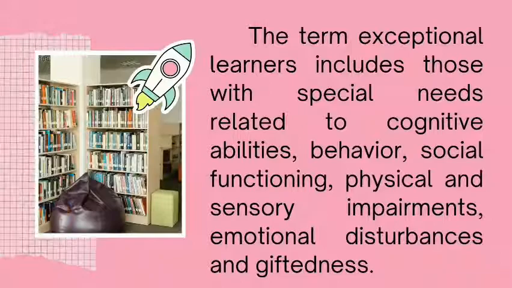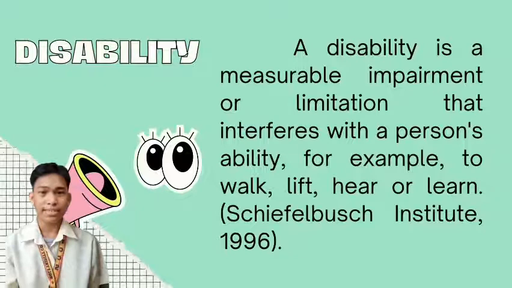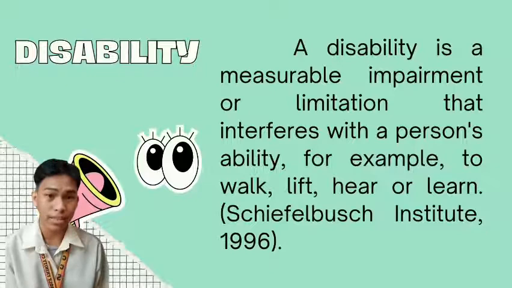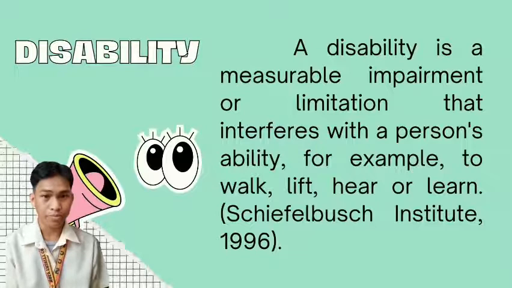Disability. A disability is a measurable impairment or limitation that interferes with a person's ability, for example, to walk, to see, to hear, or to learn. So, disability is a condition of the body and the mind that makes a person have a lack of ability to do a certain activity or to interact with the world. With disability, a person has a functional limitation or there is a restriction on doing something or in communicating and collaborating with other people. Disability is internal and genetically inherited.